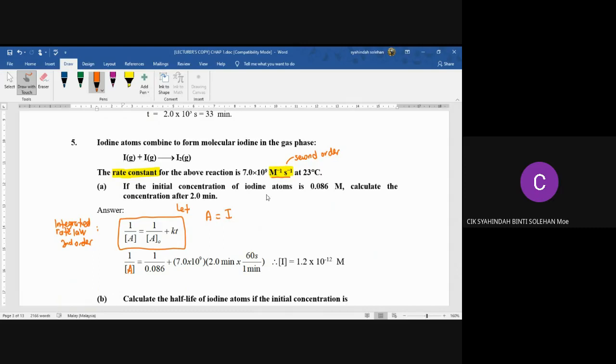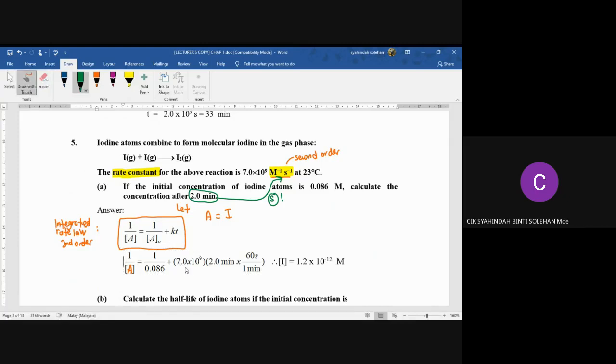K kamu unit dia per molar per second. Tapi you tengok dekat time ni, dia bagi in 2 minit. Tapi unit rate constant you ialah per molar per second. Unit time dia ialah in second. So what do you need to do ialah you need to convert unit minit ni kepada second. Alright. So sekarang ni you tahu unit of your apa tu? Oh ni dah fix ya. Okay, tak apa, tak nak kacau.